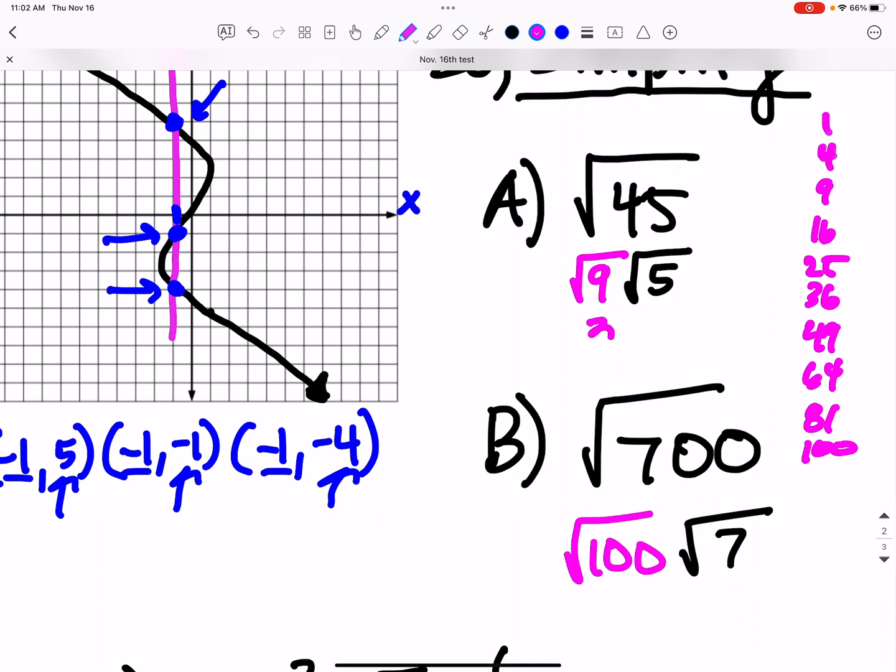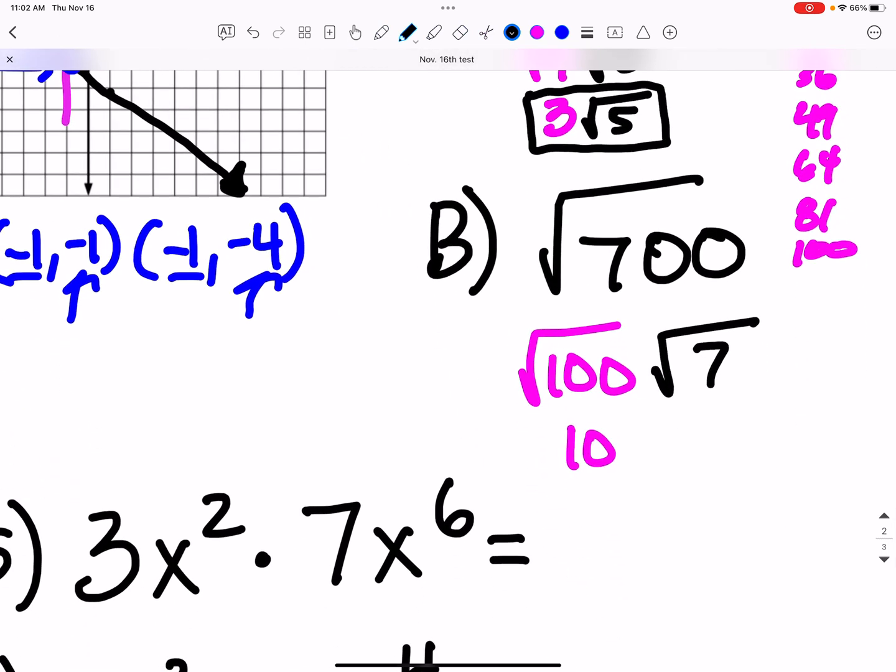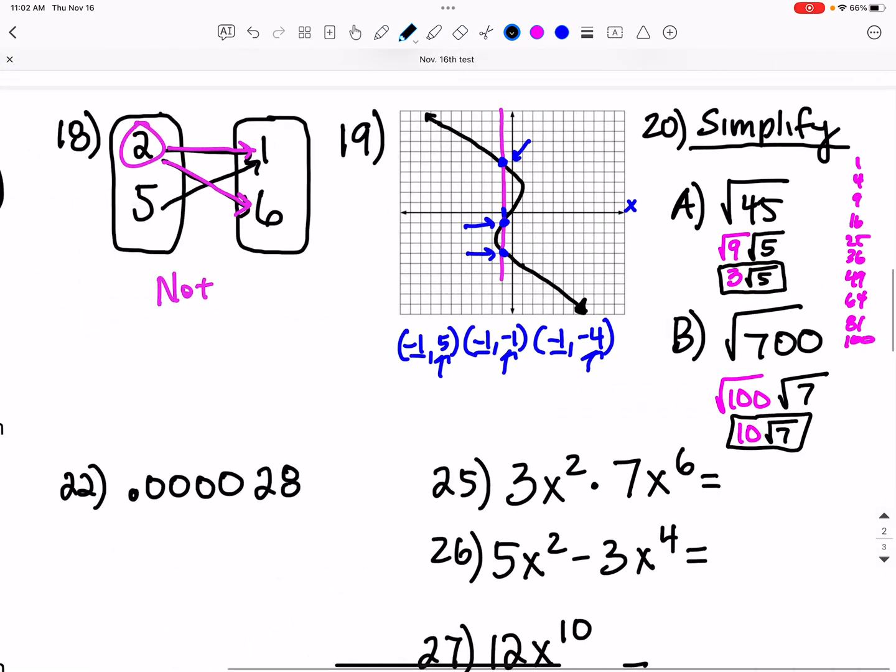The square root of 9 is just 3. The square root of 100 is just 10. The back number, it has an answer, but it goes on forever. So actually, the proper way to write the square root of 45 is 3 times the square root of 5. And the proper way to write the square root of 700 is 10 times the square root of 7. So we're still not great. Even though it's easy, we're forgetting those ones.